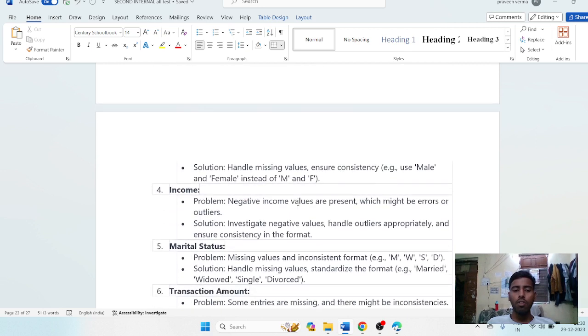Let's come to the solution of the income problem. Investigate negative values, handle outliers appropriately, and ensure consistency in the format.